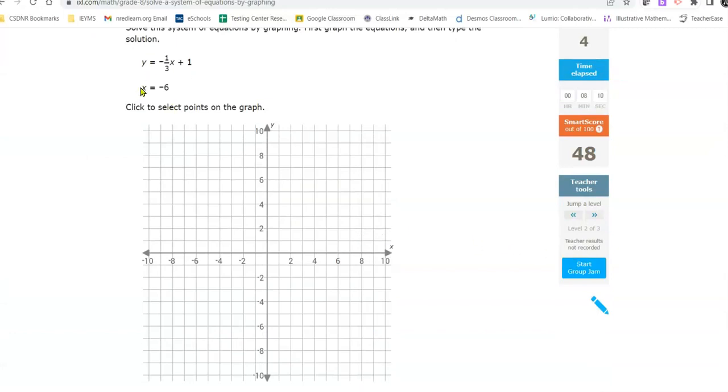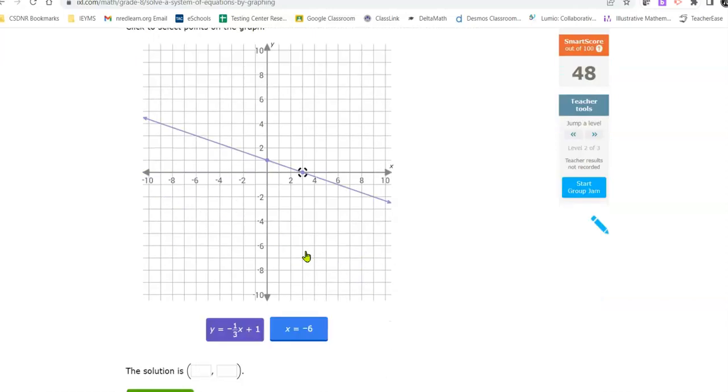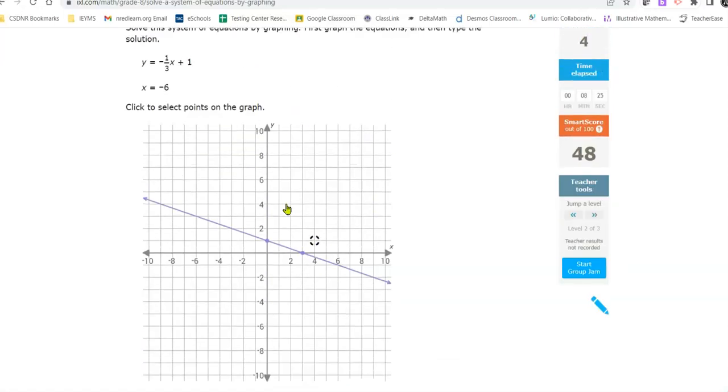Okay, now this is a good one for me to go over because this second function here is missing a variable. So I'm going to graph this first linear equation. +1 is my y-intercept, and -1, +3 is my slope. Click over to the blue graph, which says x equals -6. So I have to go to the x-axis, and I have to draw a dot at -6.